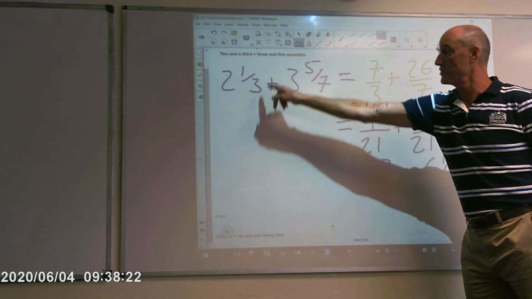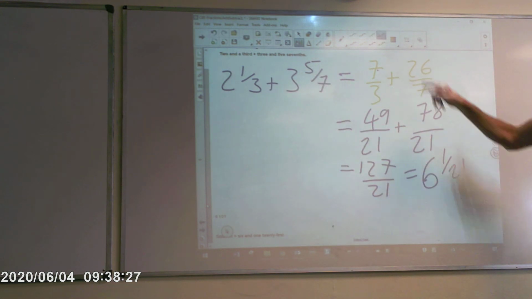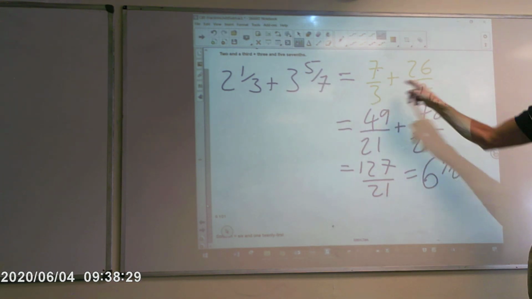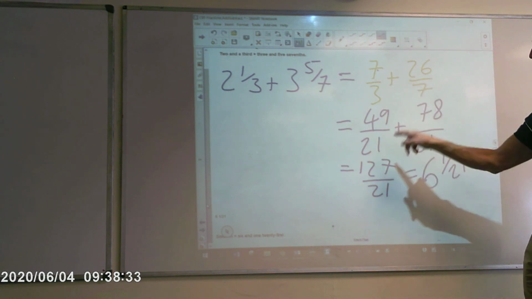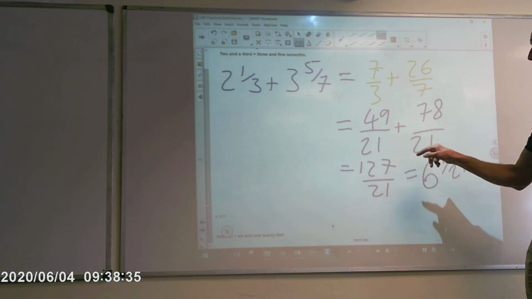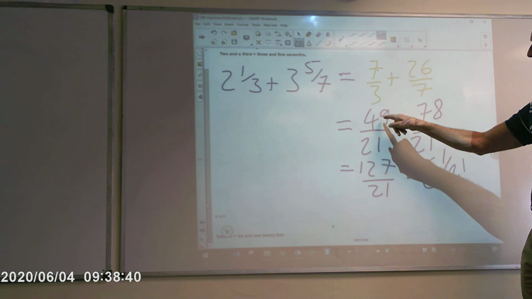I've converted the mixed numbers into top-heavy fractions. I've looked for what is my common denominator, lowest common multiple. So 21 and 21. What have I done to make that 21? I've multiplied it by 7, so I've got to do the same for the top.